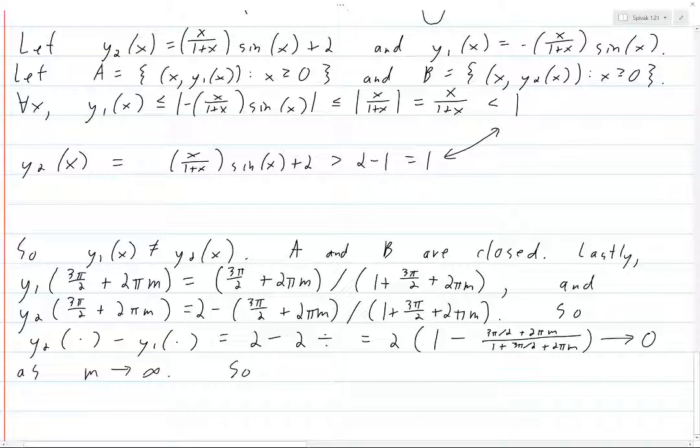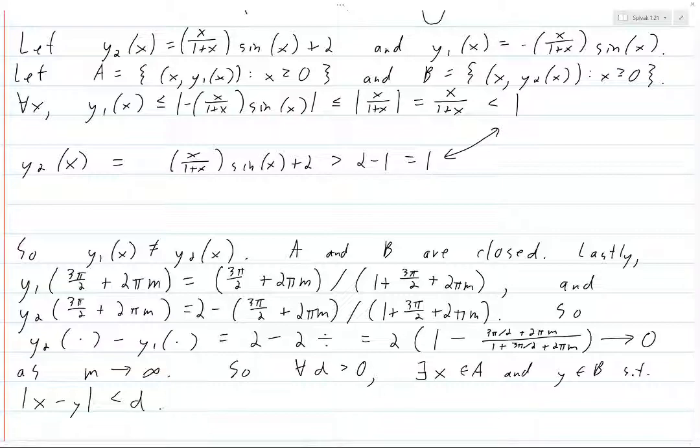So for any d greater than 0, there exists x in A and y in B such that the distance between x and y is less than d. Because you choose m large enough so that this 2 times 1 minus whatever is less than d, and you use that. And so there you go, we have a counterexample in R2.